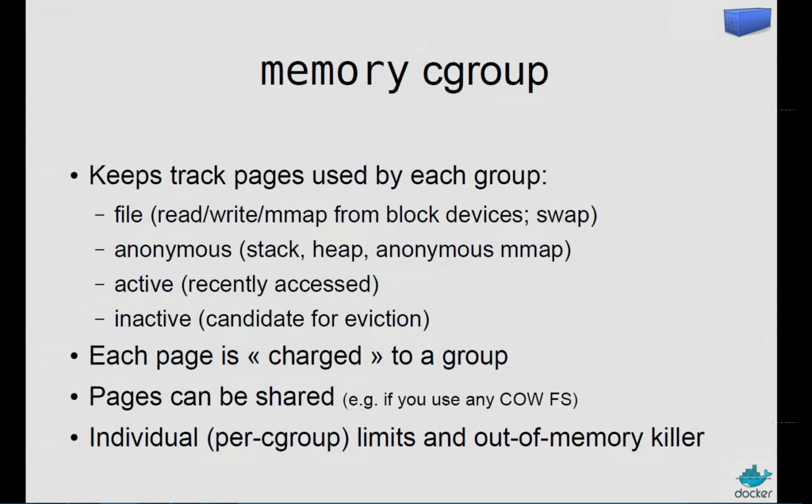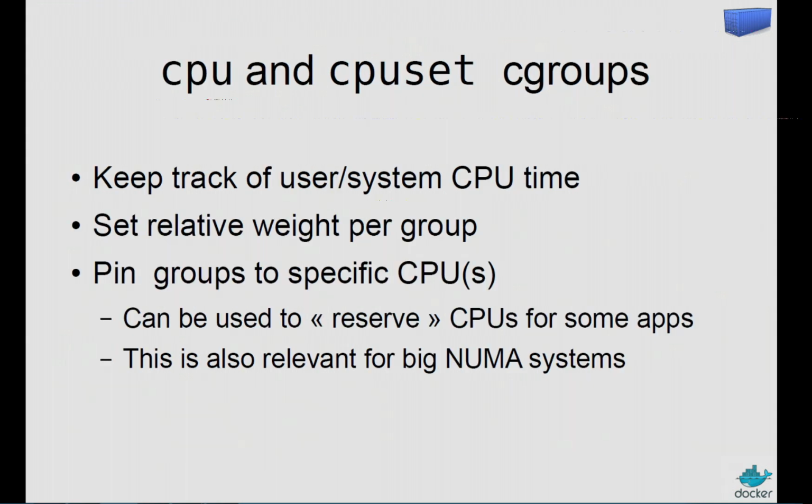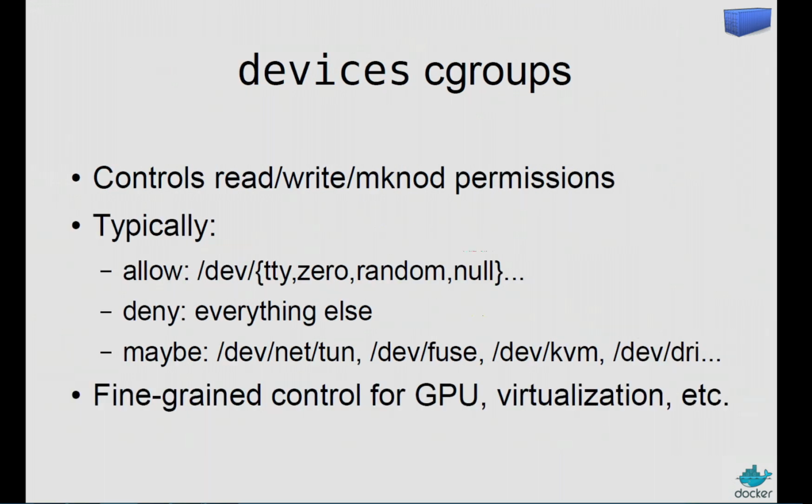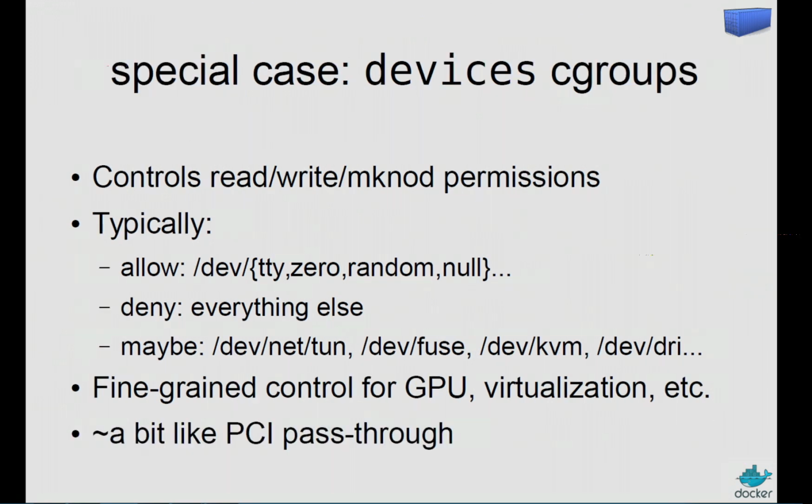So control groups will take care of metering, accounting, and limiting resources. There is one for memory, so that you can limit the memory of a container, CPU to give priorities to containers, block I/O to limit the amount of data that can be read and written to disks by a container, devices to give fine-grained access to GPUs or special devices to a given container. That's a little bit like the equivalent of PCI pass-through in a VM environment.